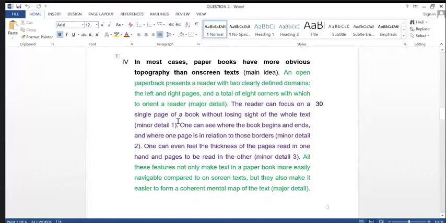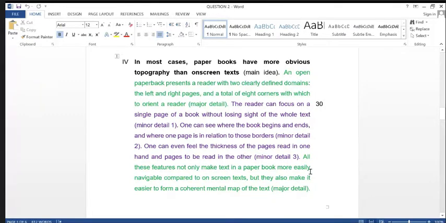For example, the reader can focus on a single page of a book without losing sight of the whole text because you have the left and right pages. Not only that, one can see where the book begins and ends and where one page is in relation to those borders. This is about the left and right page as well as the 8 corners. And one can feel the thickness of the pages read in one hand and pages to be read in the other, because you have the right and the left page, correct? So it's all talking about the topography.